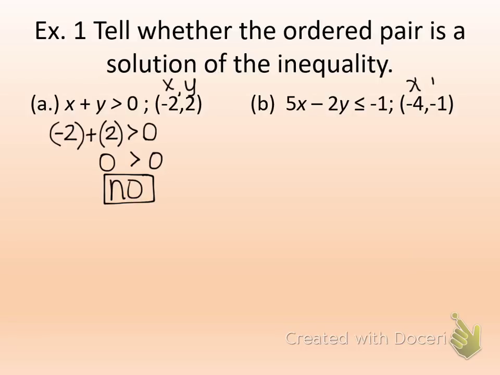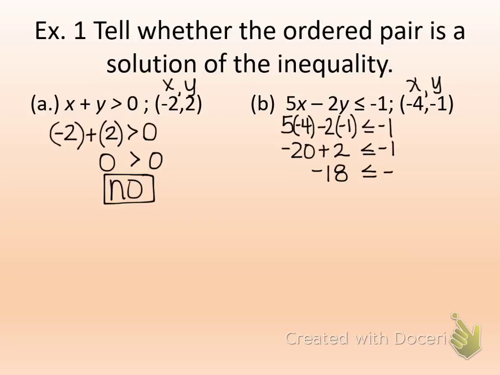For this problem, our x coordinate is -4 and our y coordinate is -1. So 5 times -4 minus 2 times -1 is less than or equal to -1. So 5 times -4 is -20. A -2 times a -1 is a +2, and we bring down the rest of the problem. -20 plus 2, the signs are different, so we subtract and take the sign of the larger number, and we get -18 is less than or equal to -1. Now remember, this is negative numbers. So is -18 less than or equal to -1? Absolutely. I would rather have -$1 in my bank than -$18. So -18 is most definitely less than -1. So this ordered pair was a solution.